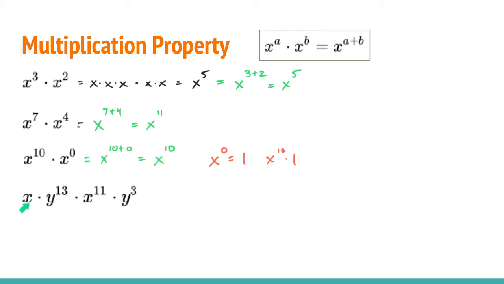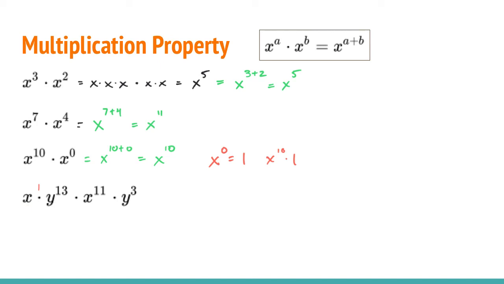In this example, we mix in multiple variables. You have x here, which would be x to the 1st, and then you have y to the 13th times x to the 11th times y to the 3rd. Now, it doesn't matter if these multiplication symbols were sitting there or not, or if it was all just smushed right next to each other, we would always be multiplying. And so you multiply the things that have the same base only.